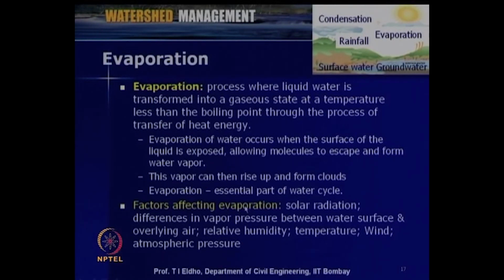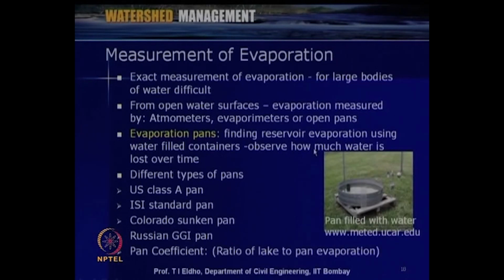Then the important factors affecting evaporation are listed here, like solar radiation, differences in vapor pressure between water surface and overlying air, relative humidity, temperature, winds, atmospheric pressure, etc. So, there are a number of factors affecting evaporation, and some of the important ones I have listed. Now, when we are looking for water resource assessment for a watershed, we have to identify how much is the evaporation loss, for example from the lakes, from the reservoirs, or from the river, or any other water body, and then of course the various other losses from the soil, etc.